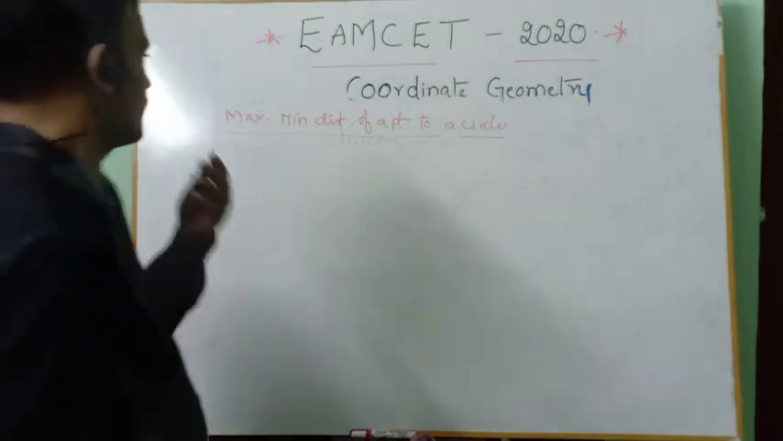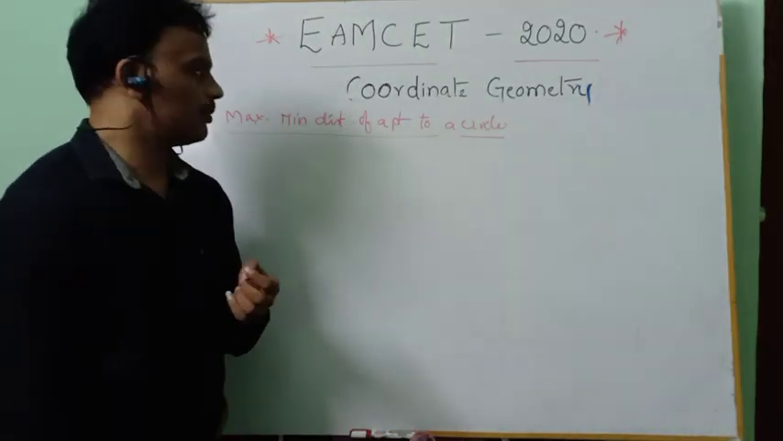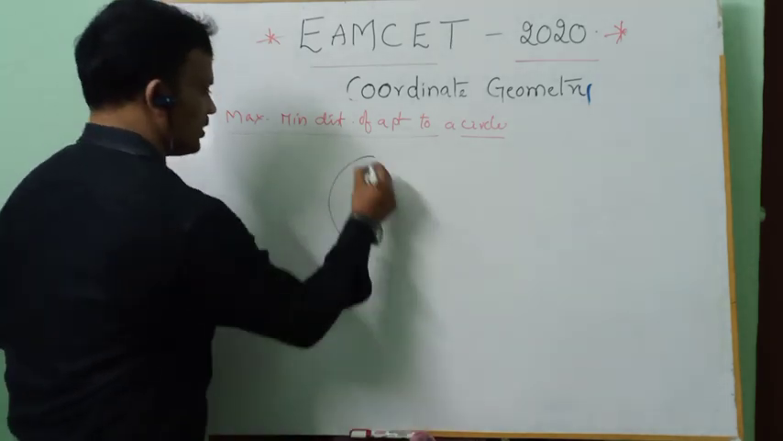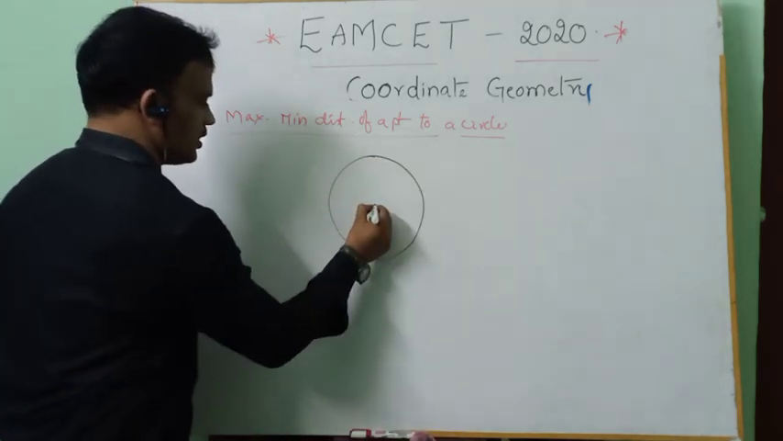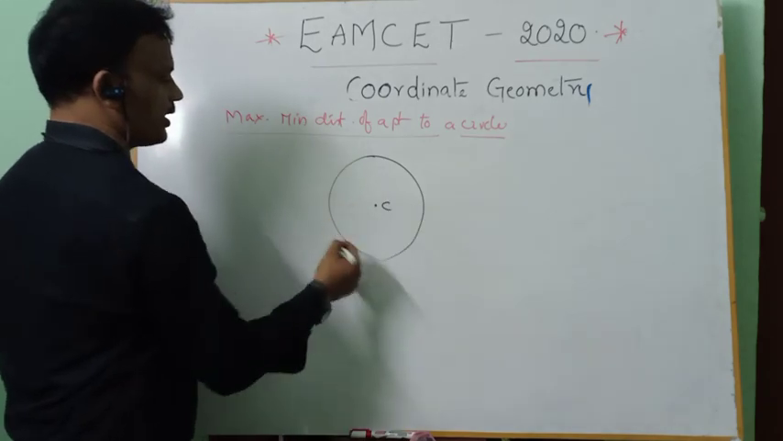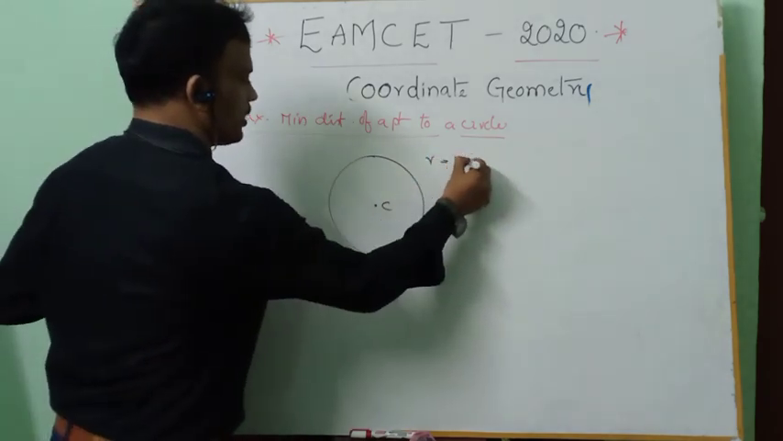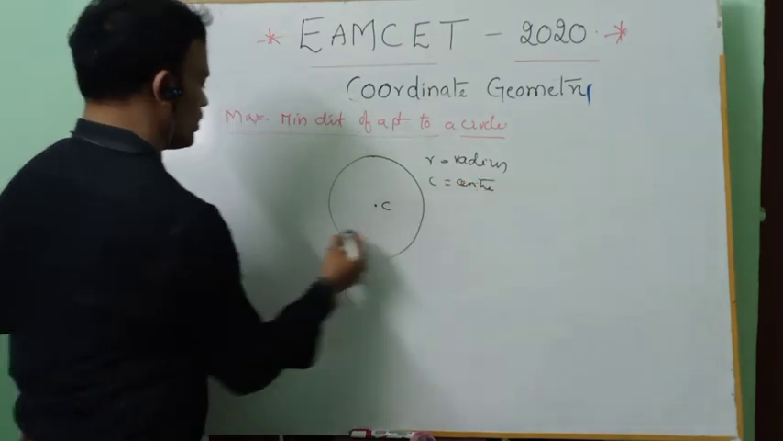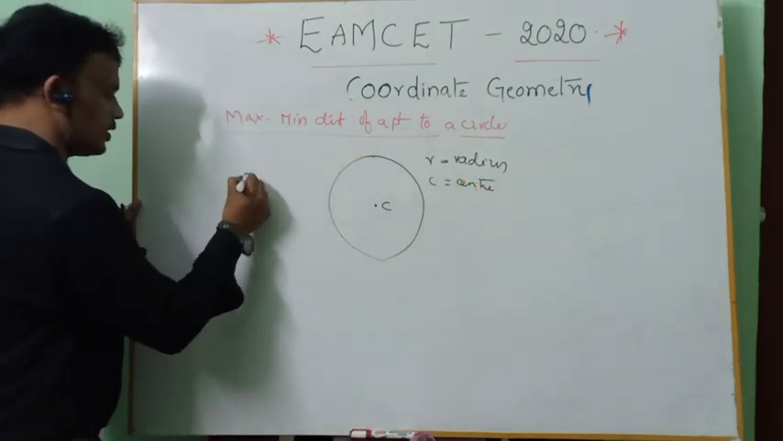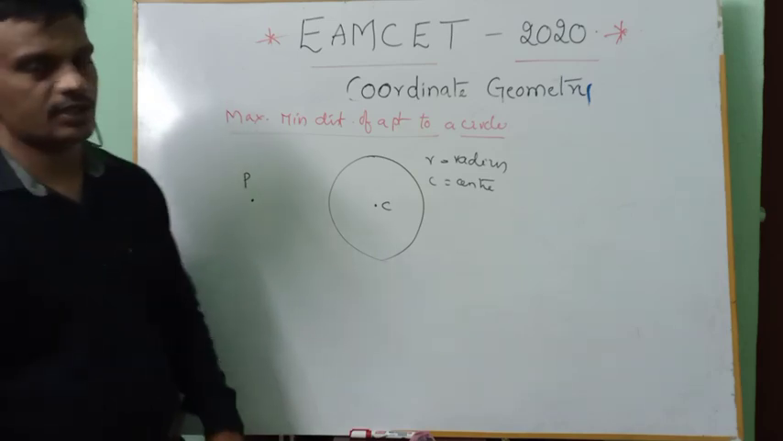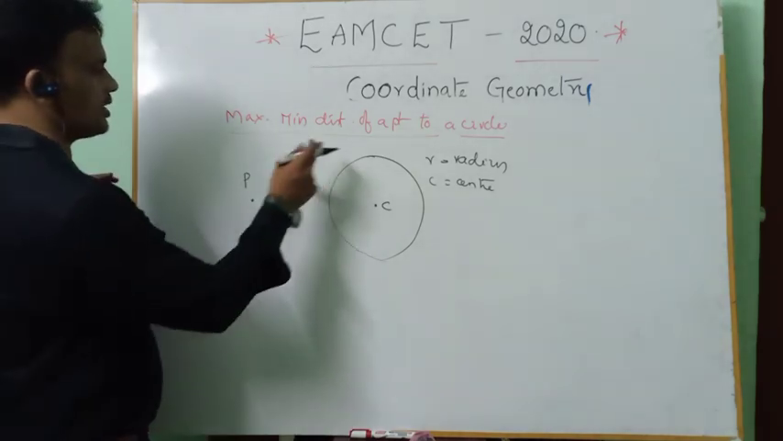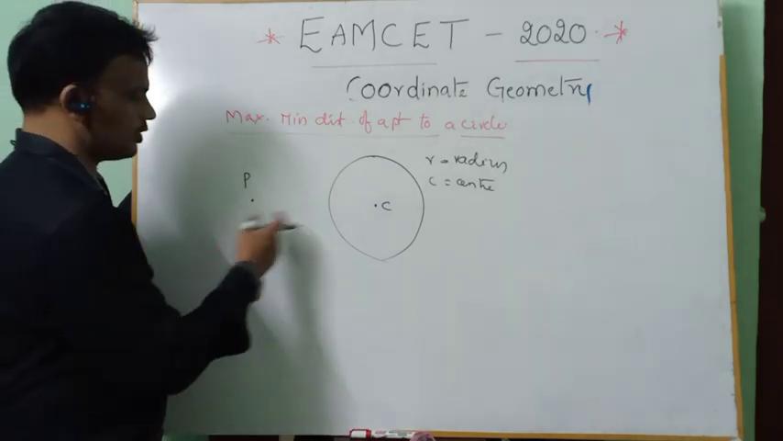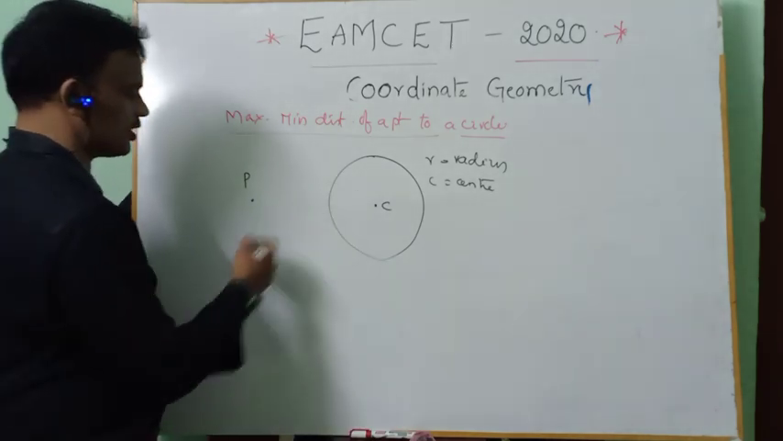Coming to this one, the maximum and minimum distance of a point with respect to a circle. They have given that C is the center of the circle and r is the radius. Now I am going to give the point P. If the point P is exterior to the circle, what is the maximum distance of the point to the circle, and what is the minimum distance of the point to the circle?